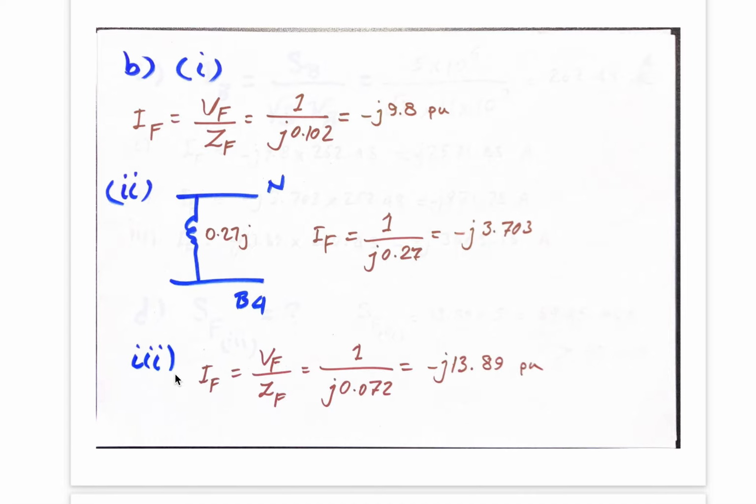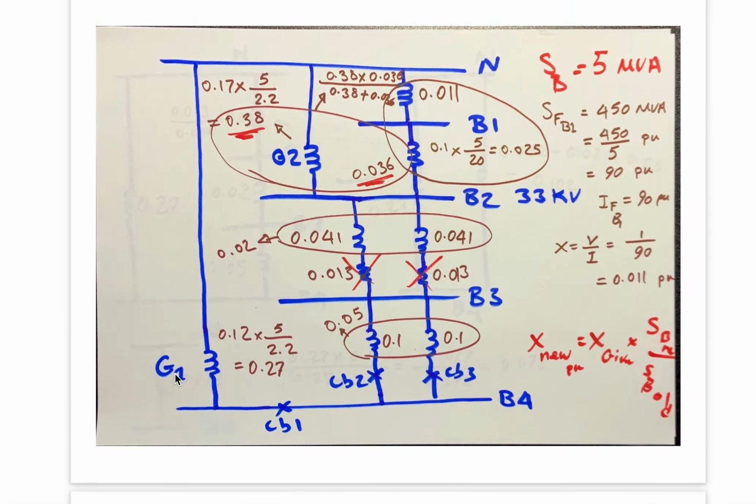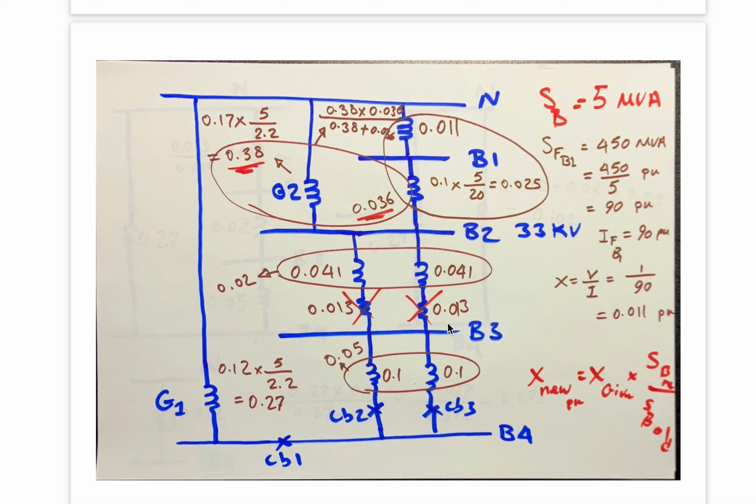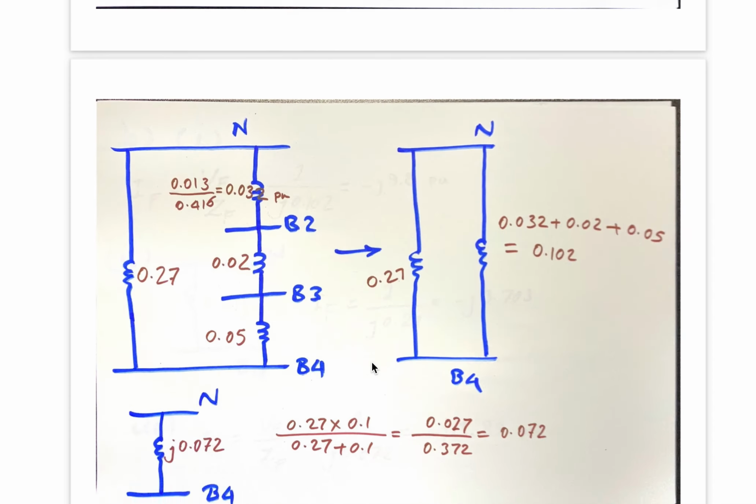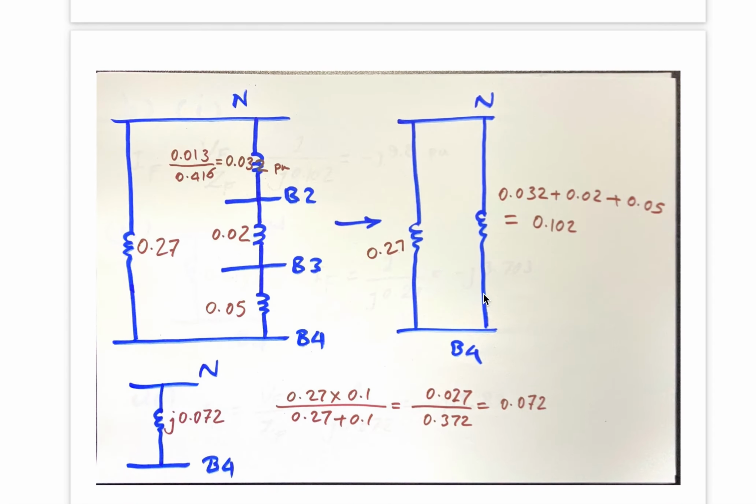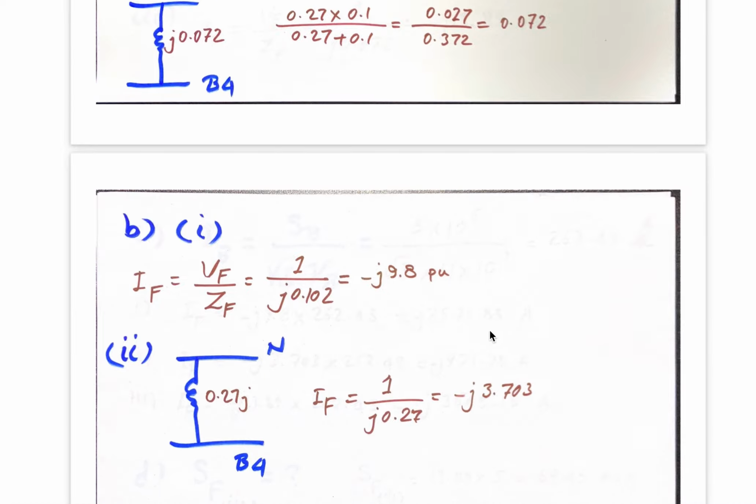So in section B, there are three configurations. The first configuration is when the circuit breaker 1 is open. So we have the main part. The main part, if you look at this reduced network, is this one. You see? So 0.102 is the impedance of the main part. So I only need this 0.102 in this formula. Don't forget to write this formula IF equals VF over ZF, because this shows you understood what you're doing to calculate symmetrical short circuit current.